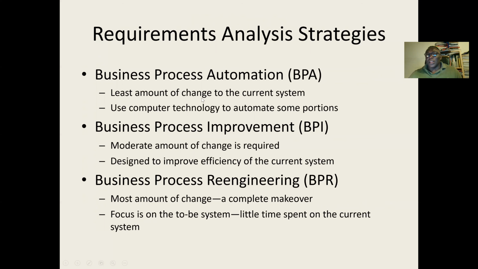So business process automation, which is the BPA, I mean, in the BPA, a lot of time is spent on the current system because we are just going to update the current system. And then the BPI, which is the business process improvement, a moderate amount of time is needed. Then BPR, which is business process reengineering, is almost a complete makeover. So least amount of time is spent on the current system. Most amount of time is spent because we are making a new system. So the current system, we have to change it totally.